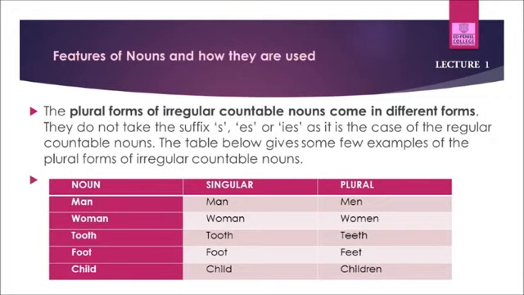Others are child. You can't say childs as a plural form. You can't say children's, no. But the plural form of a child is what? Children. Another example is ox. We have the oxen and a few others. We have mouse, mice. So these are what we call the irregular countable nouns. You can't say children's or men's, no.